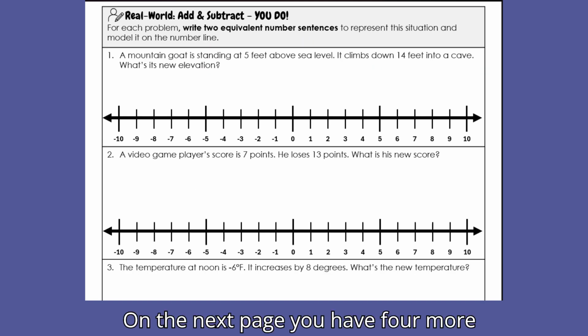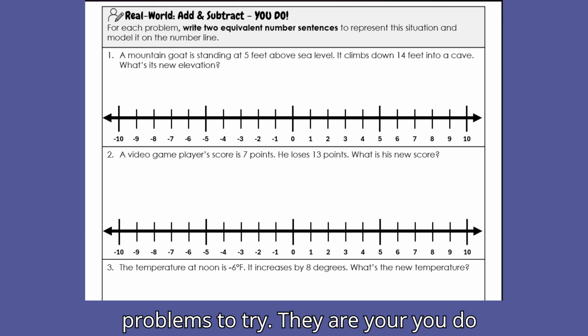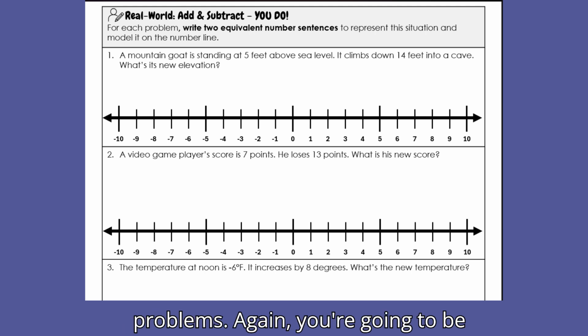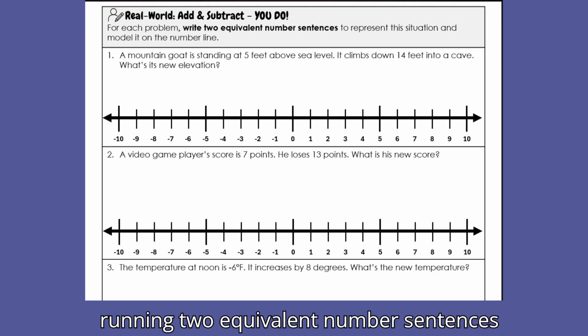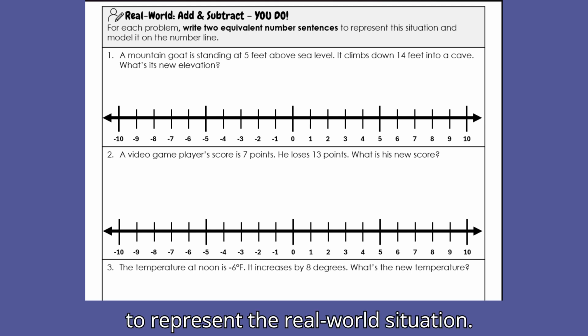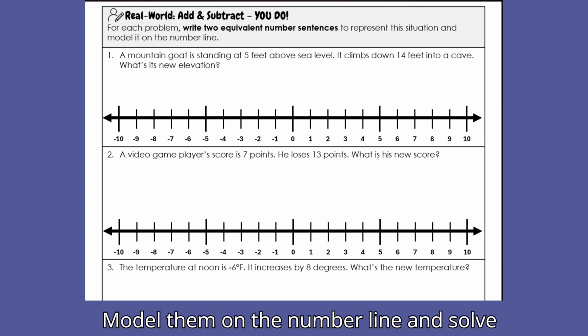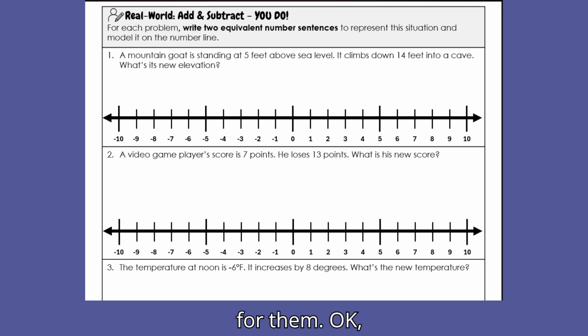On the next page, you have 4 more problems to try. They are your you-do problems. Again, you're going to be writing 2 equivalent number sentences to represent the real world situation, model them on the number line, and solve for them. Okay.